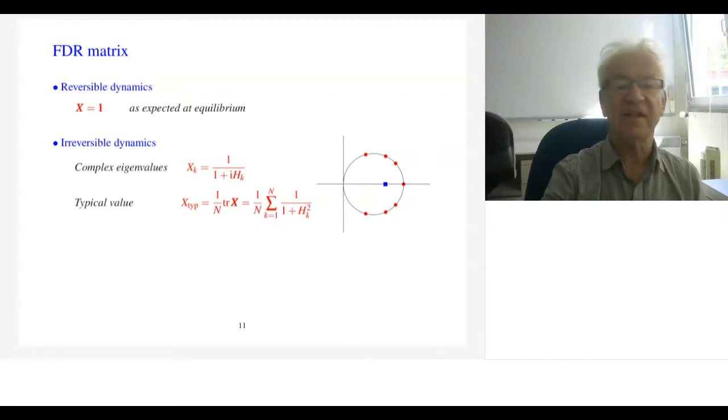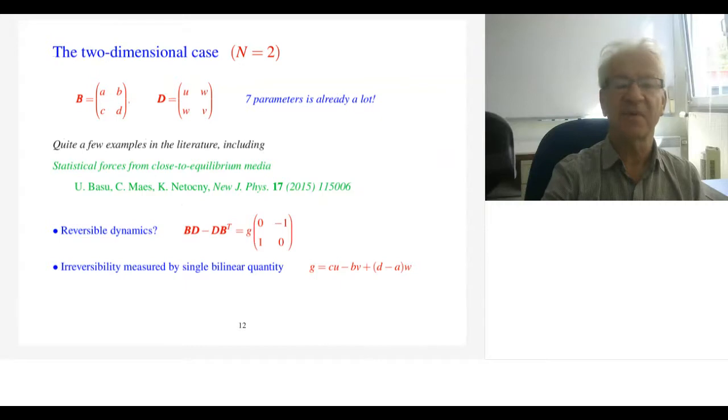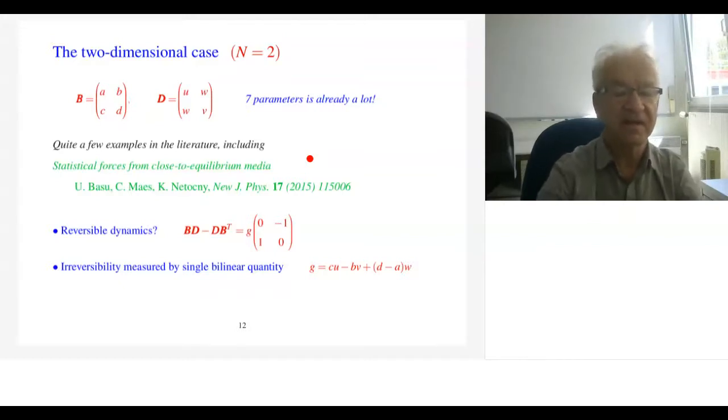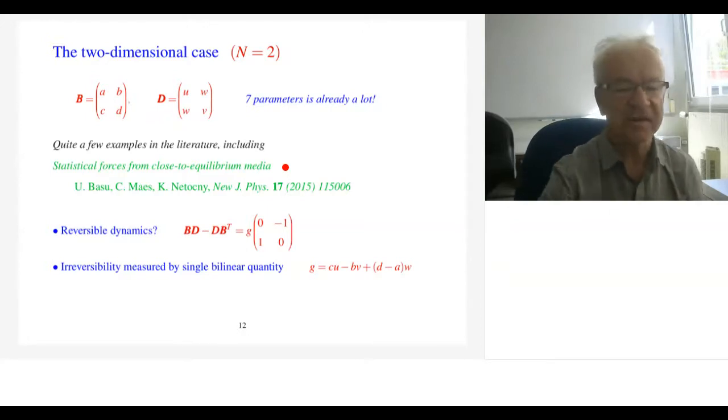Okay, to close this general part before going to examples, I'd like to briefly discuss what occurs in the two-dimensional case. So in two dimensions, you have a B matrix and a D matrix, which is symmetric, so you have 7 parameters, which is already a lot. There are quite a few examples in the literature of models which are equivalent to our Ornstein-Uhlenbeck model in two coordinates. And some of these situations are reviewed in this very complete review paper by Christian Maes and collaborators. It's called Statistical Forces from Close to Equilibrium Media. Of course, they look at situations which are close to equilibrium, they linearize in the distance to equilibrium, so in an effective way, they are considering the same model.